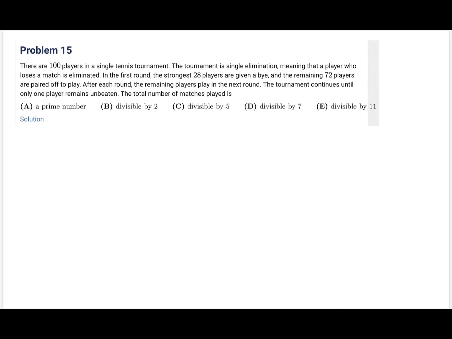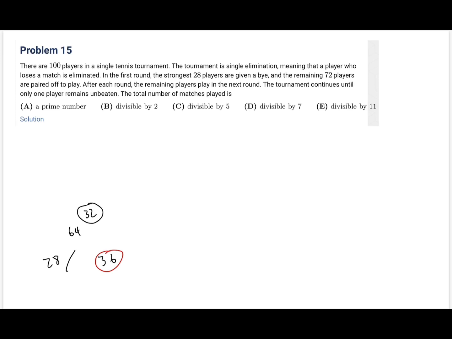Okay, so first there are 28 players assigned, and then we have 72 players, right? So there will be 36 matches, and then the 36 winners and the 28 that were given a bye, they would meet again in 64 people, and so 32 people would go up.